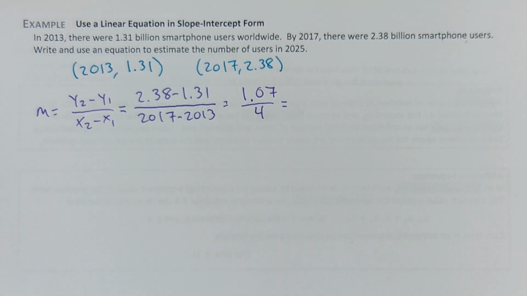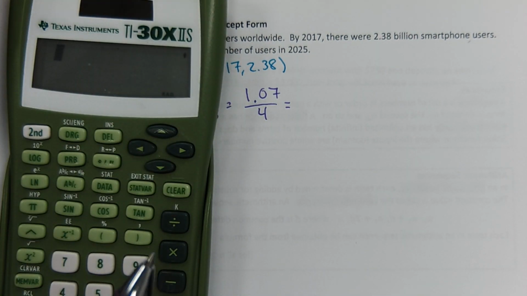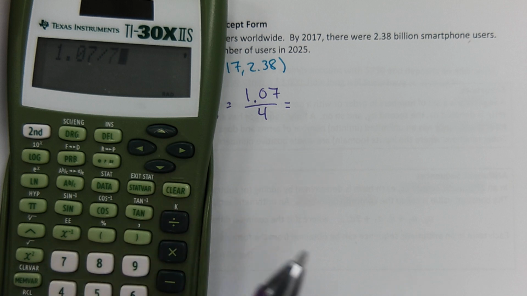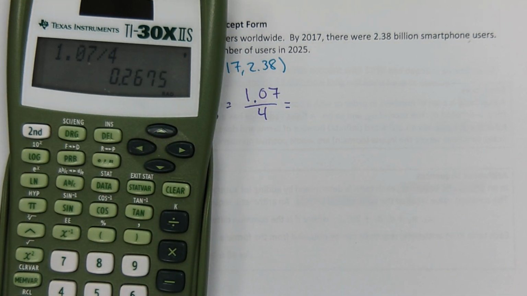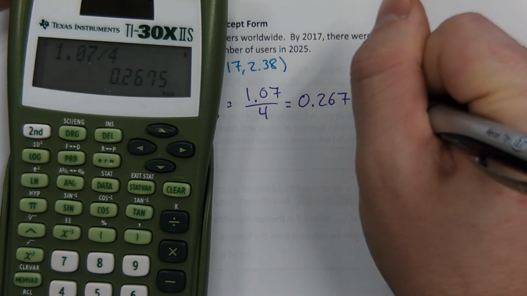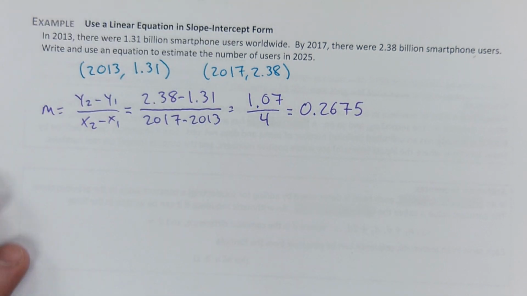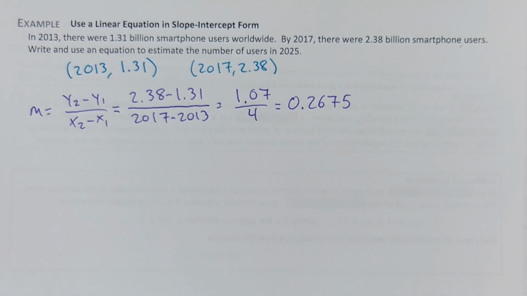I'm not even going to pretend to know what that fraction is as a decimal. 0.2675. That's our slope. The interpretation here is the number of smartphone users is growing by 0.2675 billion per year.